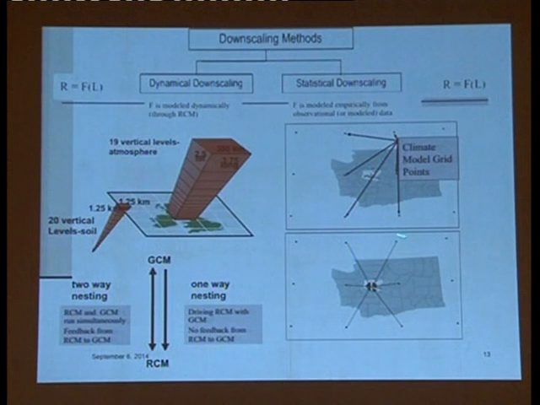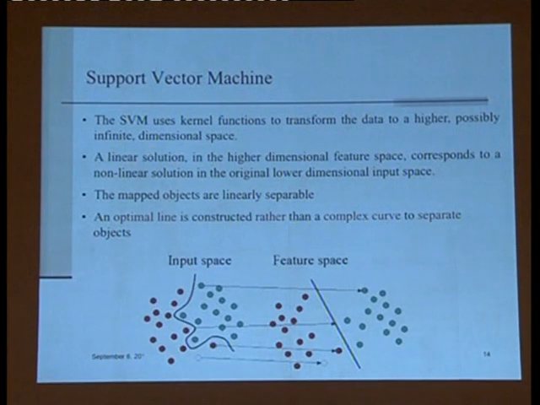So we try to use this information to extract the information at this location. We try to develop some kind of functional relation between what is happening at this location and what is happening at all these surrounding grid points, and based on that we try to extract the climate information. Now, to do that, there are so many approaches that we can use.